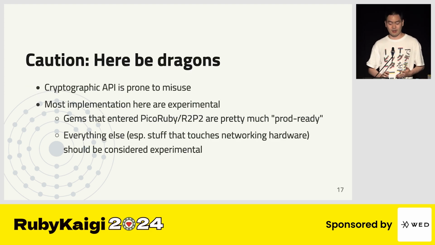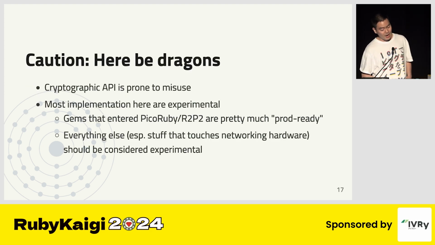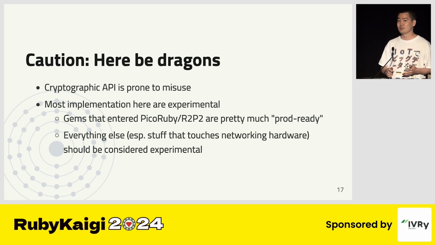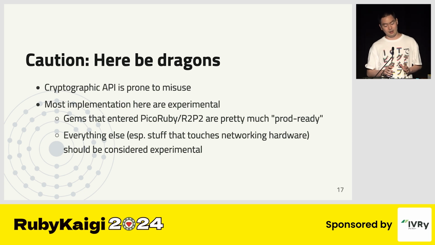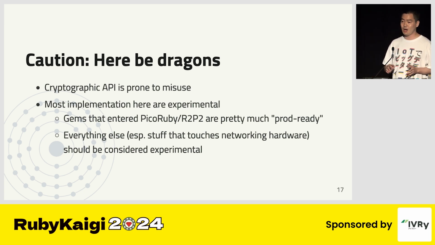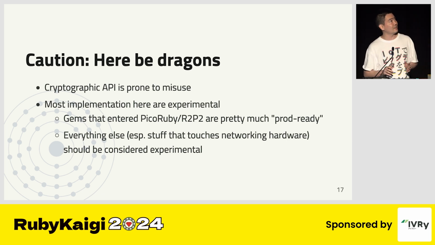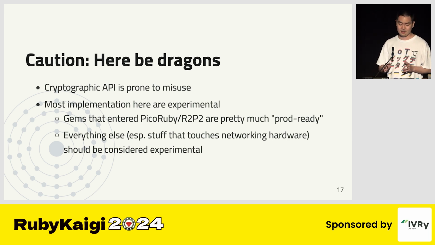So here's the obligatory warning when talking about security. Cryptographic API is very prone to misuse. If you're going to use it in production, please consult an expert before going into production. And also, gems that entered the PicoRuby and R2P2 master branch already, they are pretty much prod ready. But everything else, especially the thing that touches networking hardware, should be considered experimental.